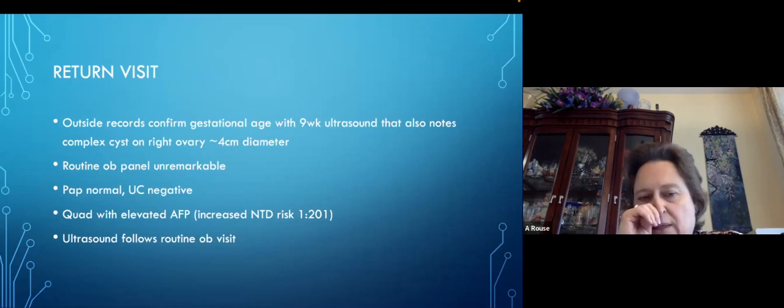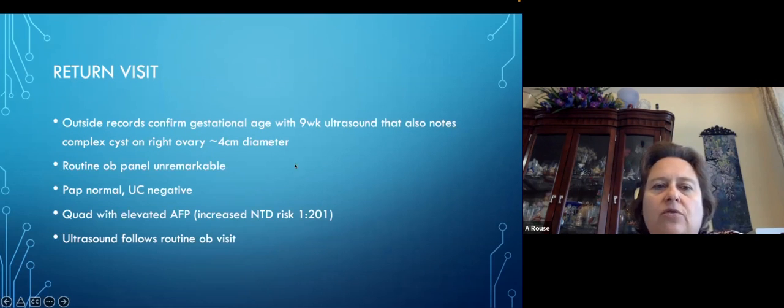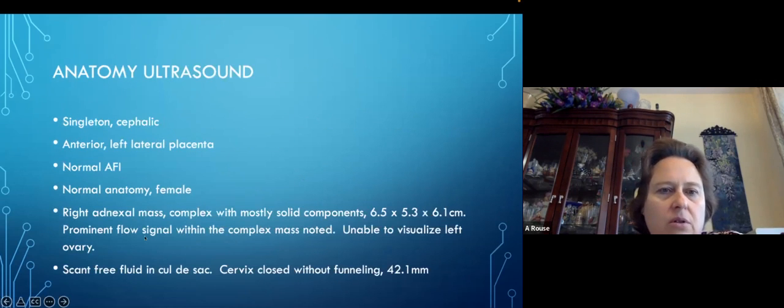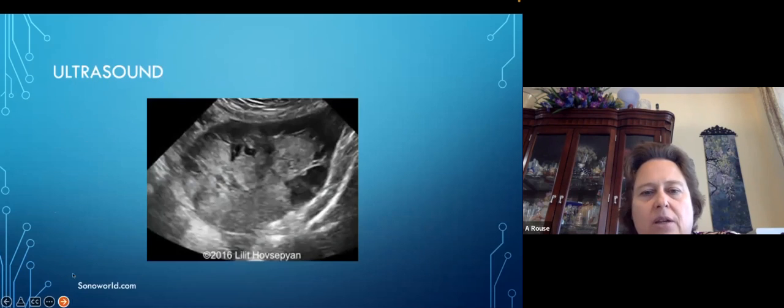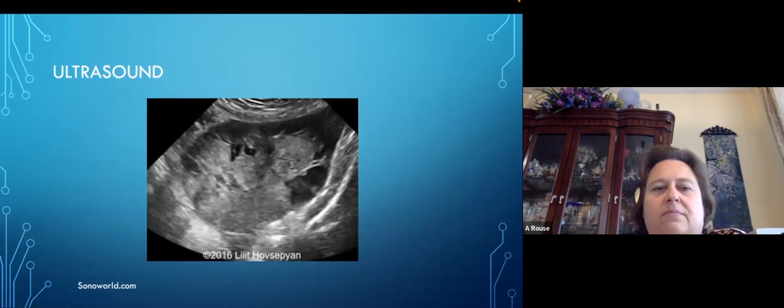And then her ultrasound that you did after your visit for follow-up shows a singleton, head down, left lateral placenta, anterior, normal fluid, normal anatomy, it's a little girl. And you see this adnexal mass complex with mostly solid components. And you do see a prominent flow signal within the mass, and you can't really identify a specific ovary. You don't see a whole lot of fluid, and your cervix is closed. And here is a pretty picture. What's your thoughts?